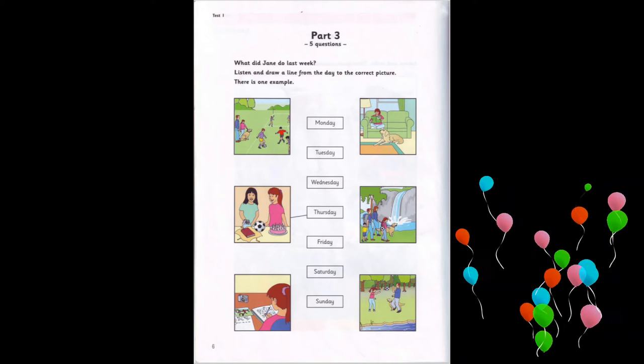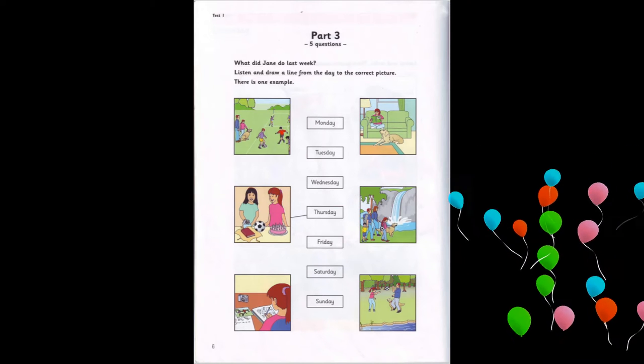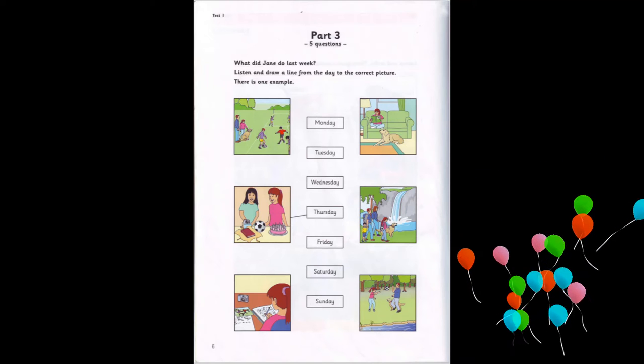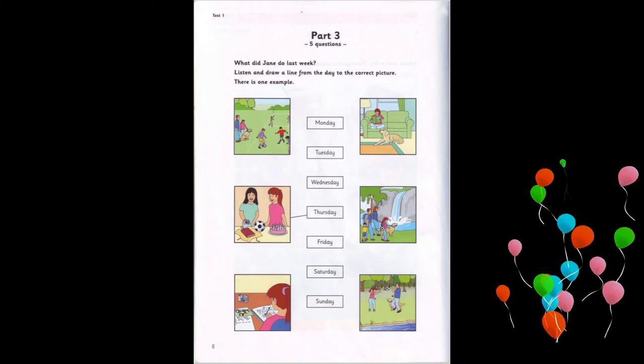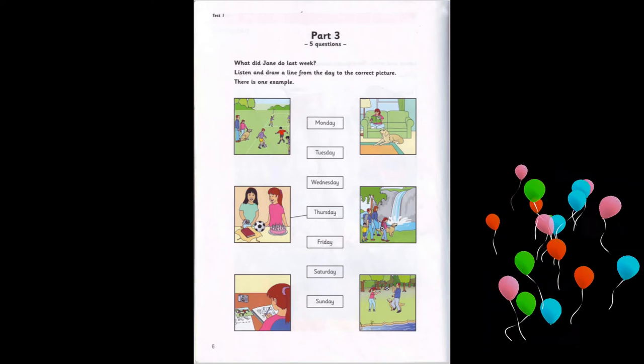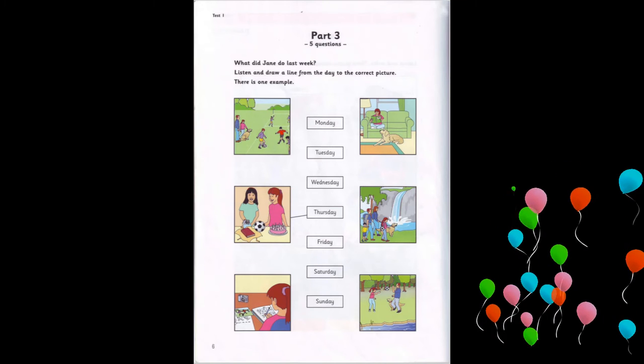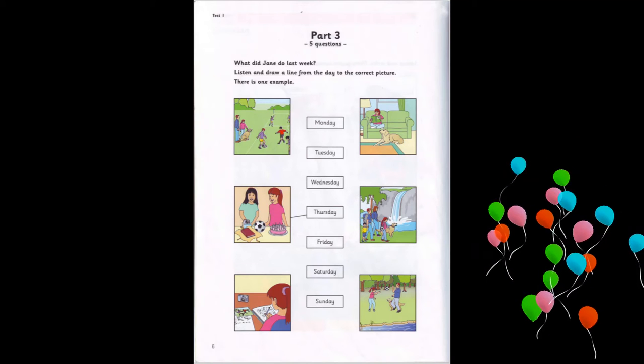4. What about Sunday? Dad drove us to the countryside that day. What did you do there? We went for a walk near a waterfall. Great! Did you take any photos? No.